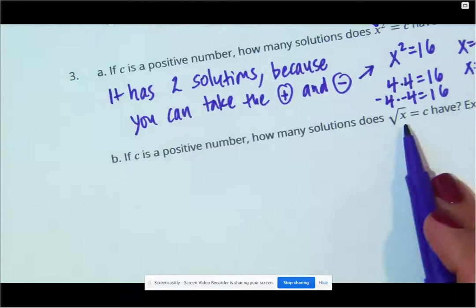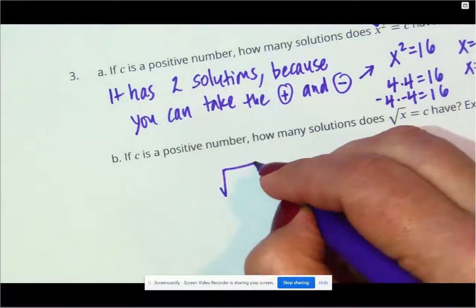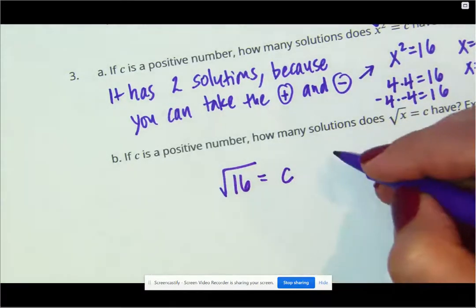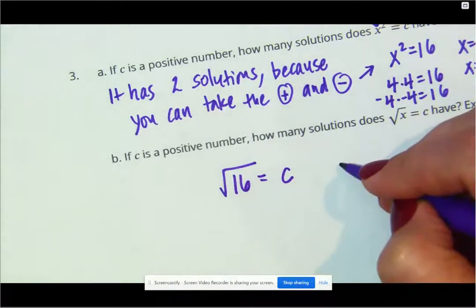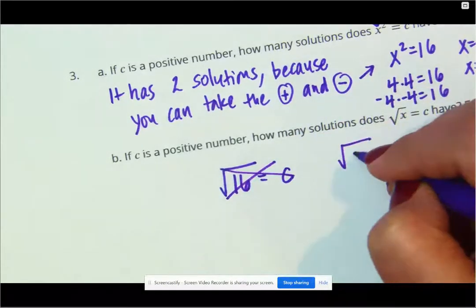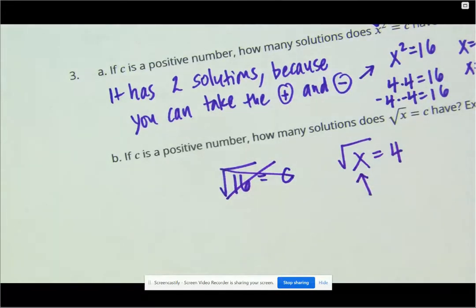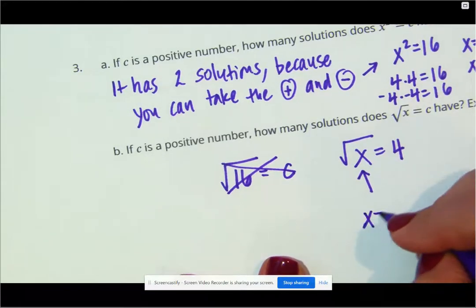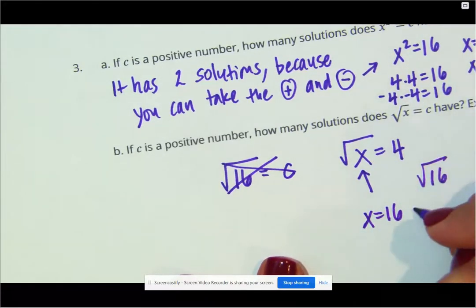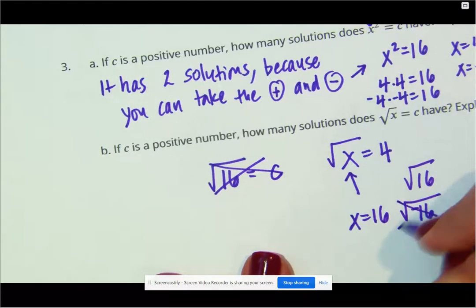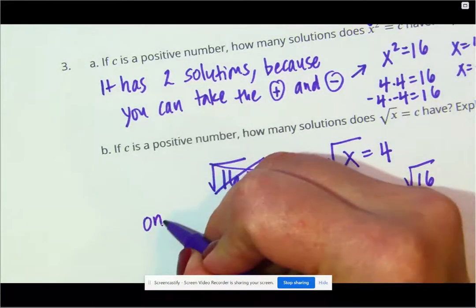How many numbers can you put in here? Let's do a different one. Let's use 16 again. Oh, actually, let's switch that. I needed to do the other way. What's the only number that I can put in there that will have a square root of 4? The only number that's going to work is 16. You can't put a negative 16 in because by definition of square root, this is not a number. It's undefined. So it only has one solution.